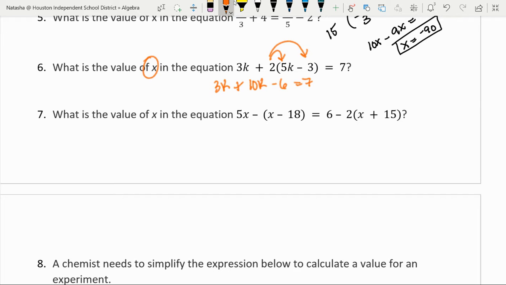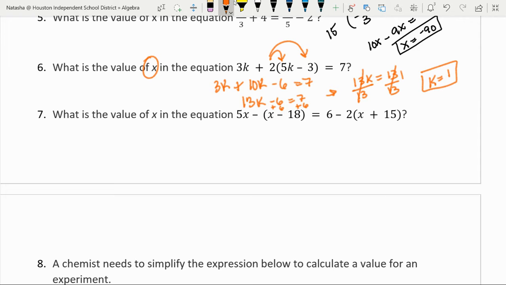I need to combine like terms, so 3k plus 10k gives me 13k minus 6 is equal to 7. I'm going to add 6 to both sides. This is going to become 13k is equal to 6 plus 7 is going to give me 13, I believe. Let me double check. Yes, it's going to give me 13. Divide by my coefficient with k, which is 13. So that cancels out. 13 divided by 13 becomes 1. So k is equal to 1.